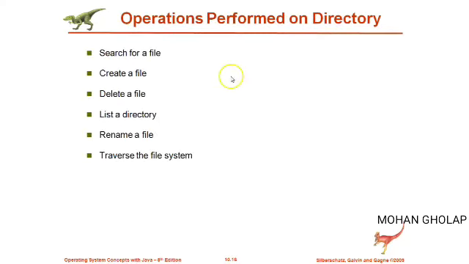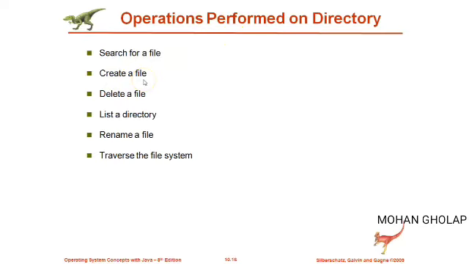Next we'll see the different operations that can be performed on a particular directory. These are similar to the operations that you can perform on a particular file. We will discuss these one by one. The first one is search for a file. Here, we know that a directory is a collection of a number of files, so you have to specify a particular file name. When you specify a file name, that file will be searched in the corresponding directory.